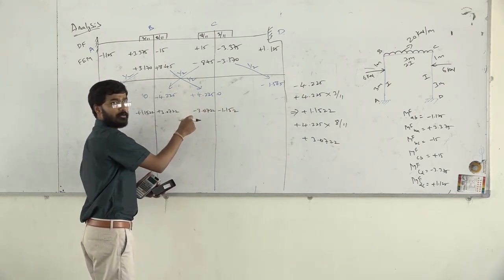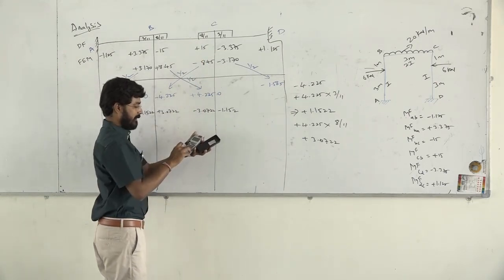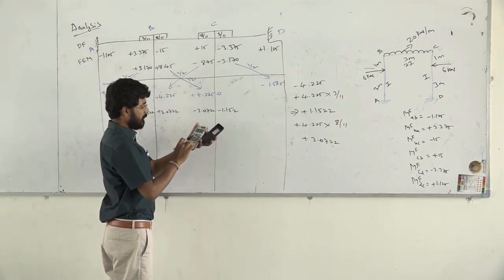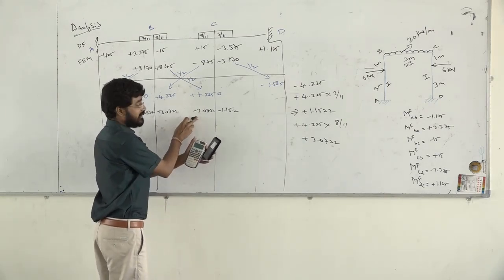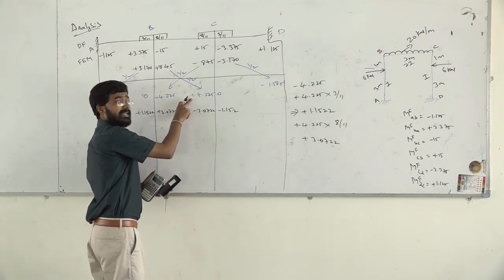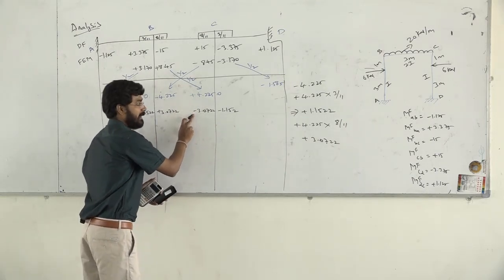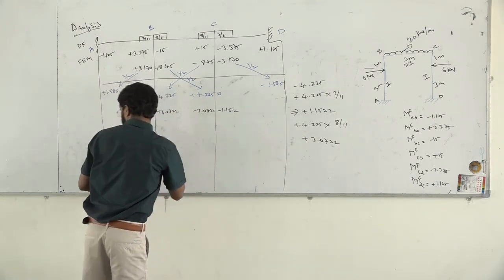It is minus 4.225 into 8 by 11. Here I will do it: 4.225 into 8 divided by 11. Then the answer is 3.0722, which is equal to minus, because here the sign is plus, we have to convert the sign into minus. Then this is minus. Then what do we have to do again?